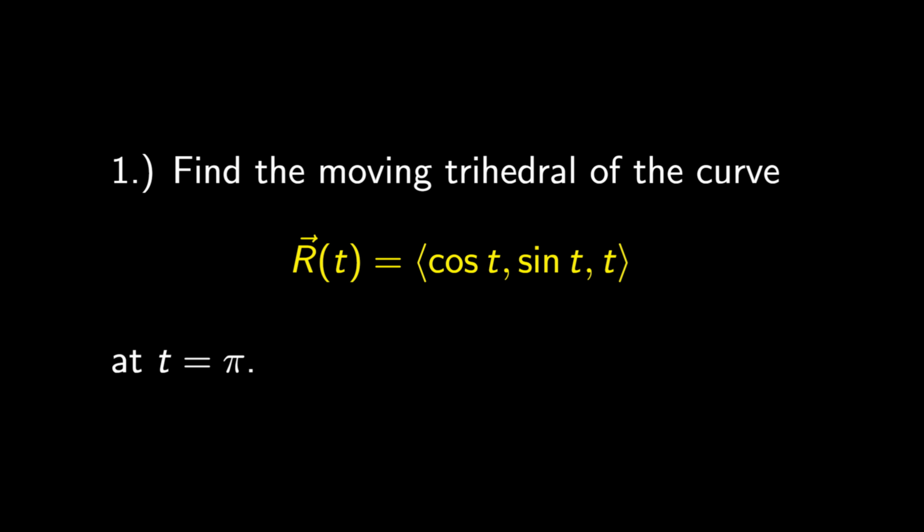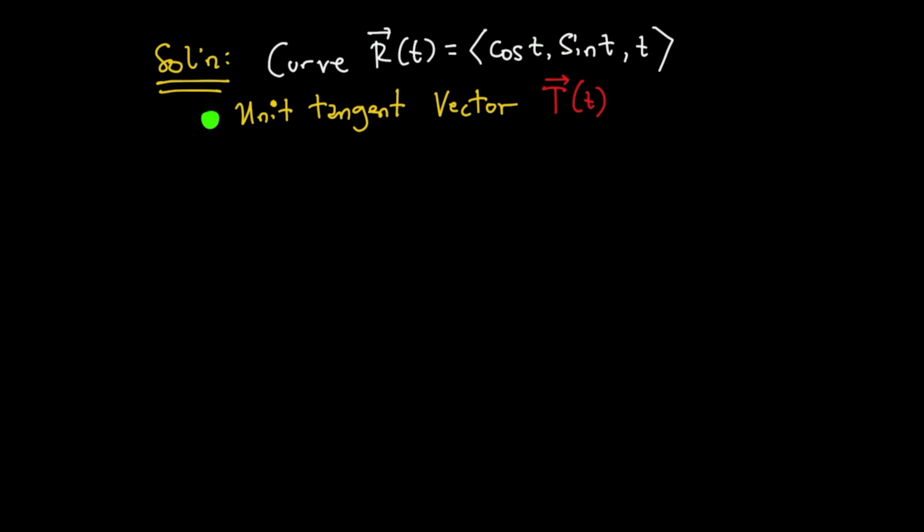In this particular example, you are asked to find the moving trihedral at a certain parameter, which is t equals pi. Let us first write our curve, which is described by the vector valued function r, given by cosine t, sine t, and t. To find the unit tangent vector, we need to first find r prime of t. So that is the derivative of this vector.